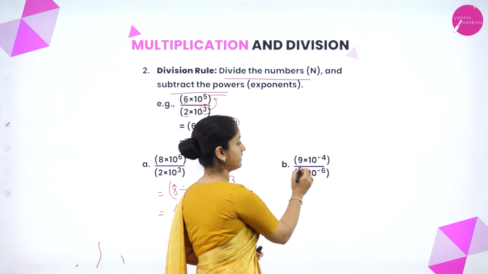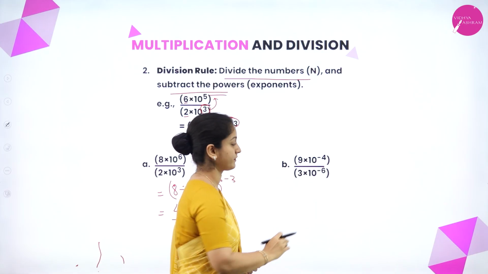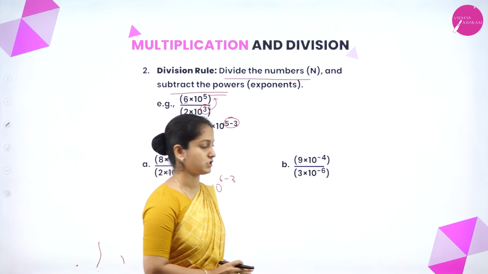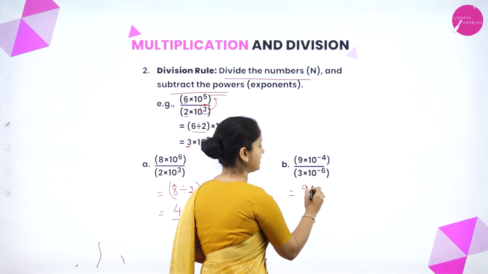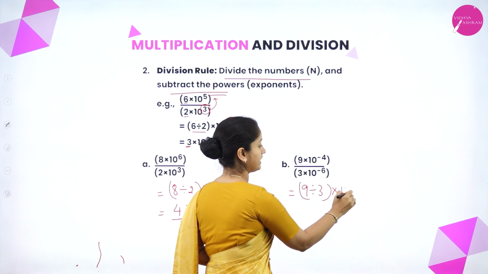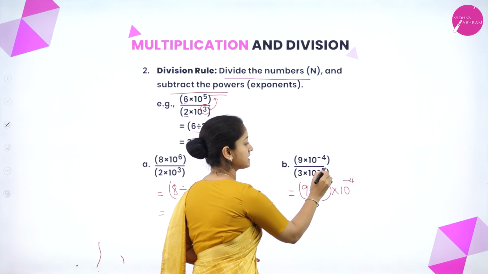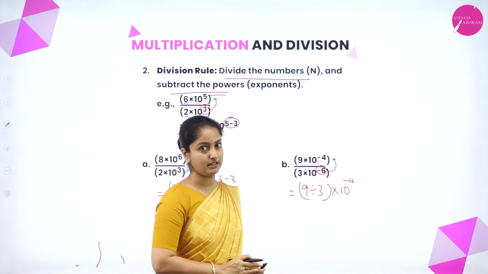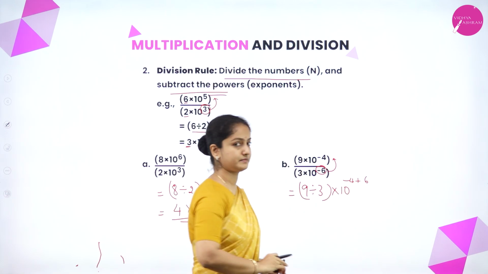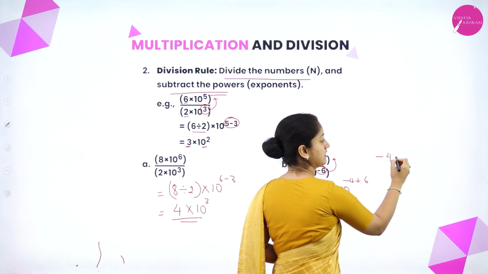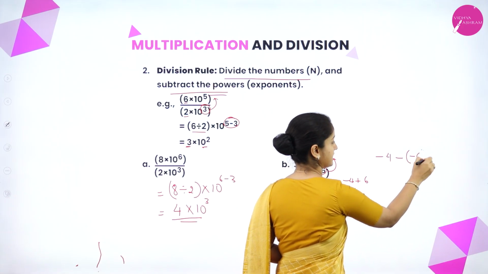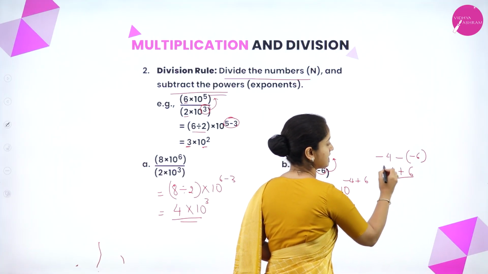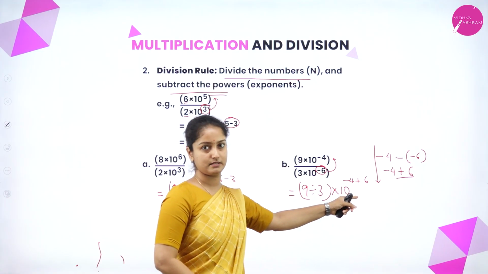Here, as you can observe, 9 into 10 power minus 4 and 3 into 10 power minus 6. Both are negative integers. So we'll try it out. 9 divided by 3 into 10 power minus 4. When this minus 6 in the denominator goes to the numerator, it changes its sign. So it becomes plus 6. That means minus 4 subtracted with minus 6. Minus 4 is kept as such. Minus into minus is plus, then 6. That is how the exponent is written here.